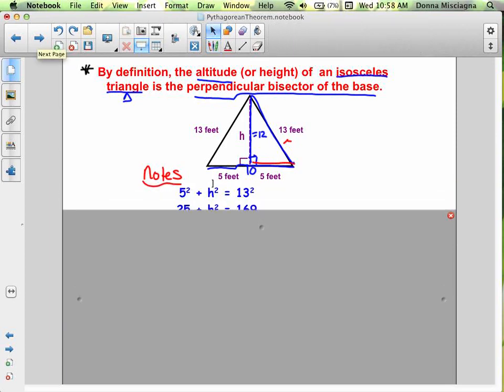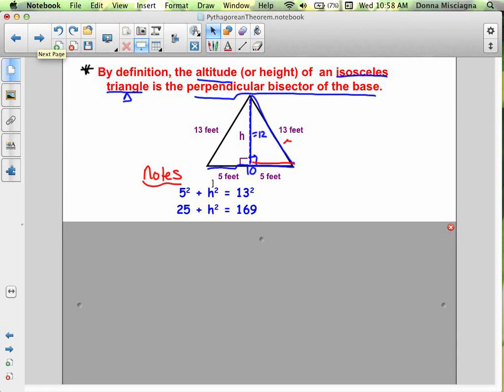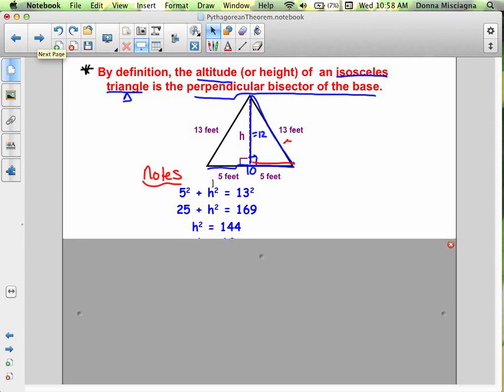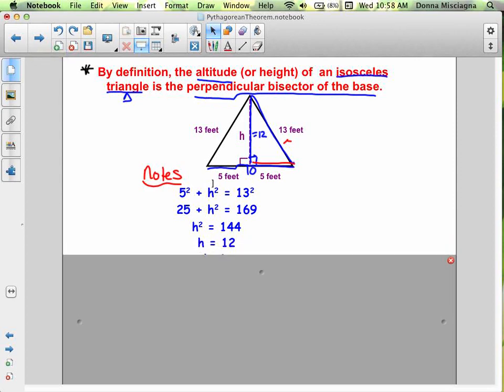I already wrote in the answer there. All right, so 5 squared plus h squared equals 13 squared. 5 squared is 25. 13 squared is 169. Subtract 25 from both sides. H squared is 144. We take the square root, but we only want the principal root. We only want the positive one because this is a measurement. And so the height here of the triangle is 12.